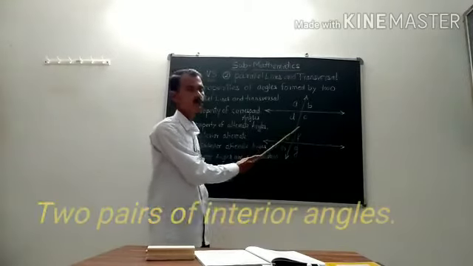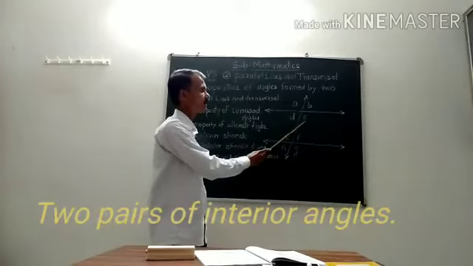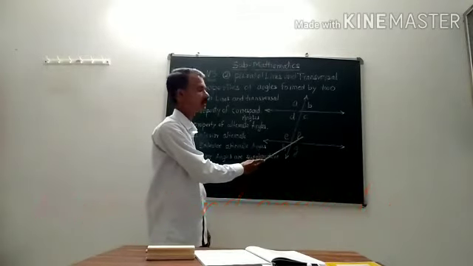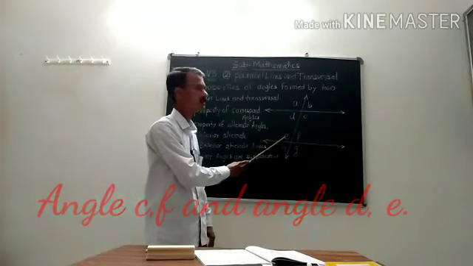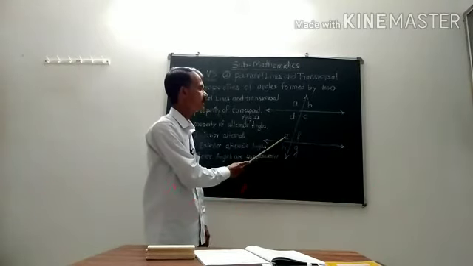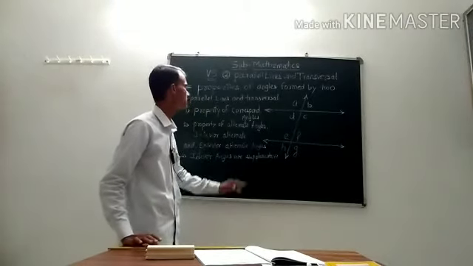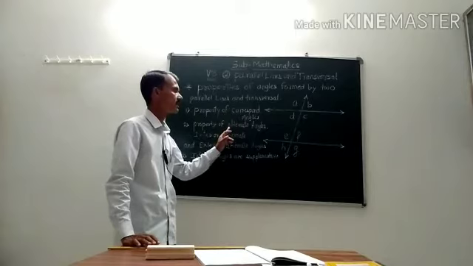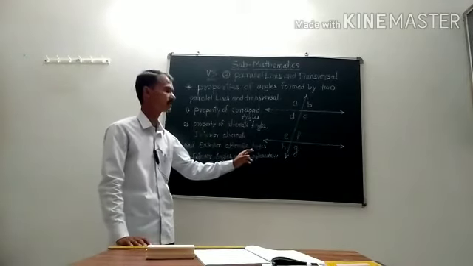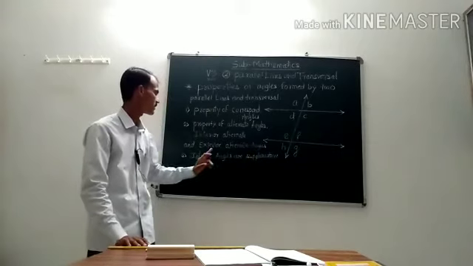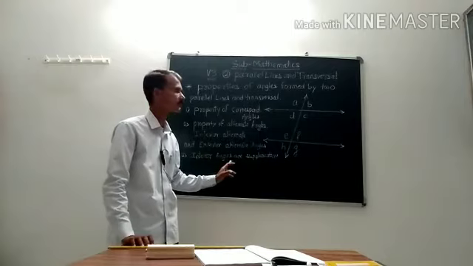Also there are two pair of interior angles. Angle C, its interior angle F. Angle D, its interior angle is E. Now we see the properties about this pair of corresponding angles, interior alternate angles, exterior alternate angles. Also we are going to study the properties of interior angles.